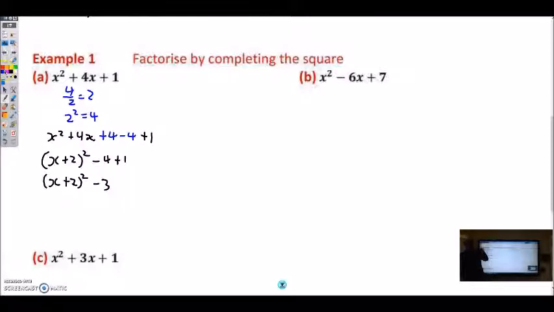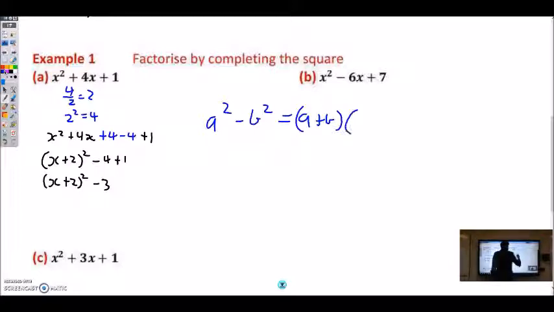Just a quick recap. Well, sorry, a squared minus b squared. When you have a squared minus b squared, that can be written as a plus b, a minus b. And we know this from the quadratics that we did earlier in the semester. So what I'm going to do is use this rule to factorize the expression that I have now.